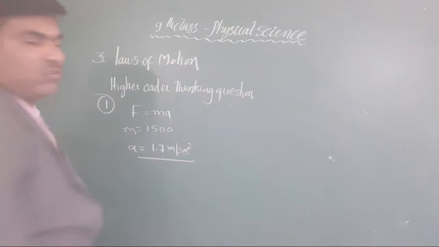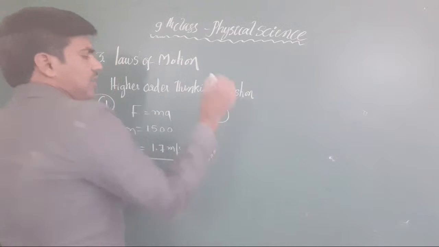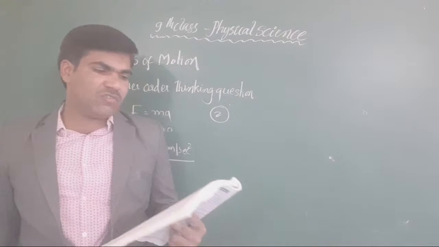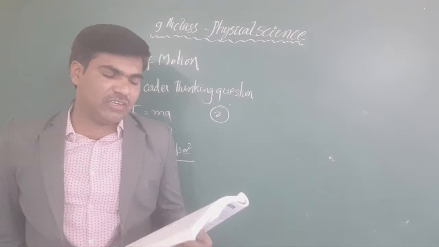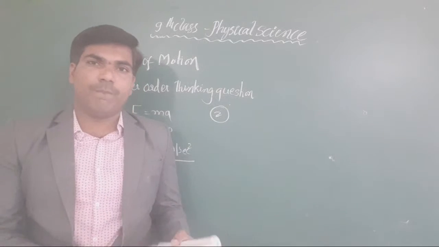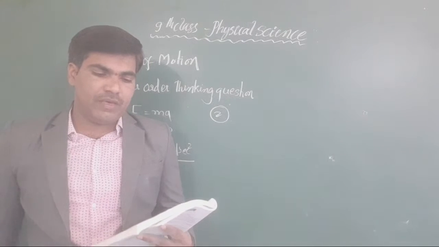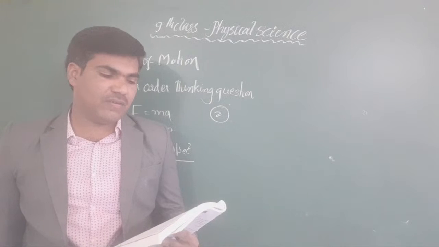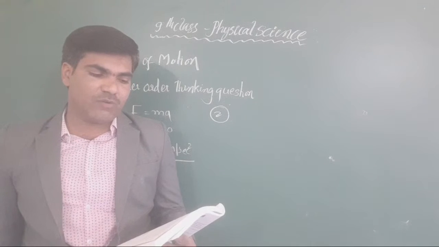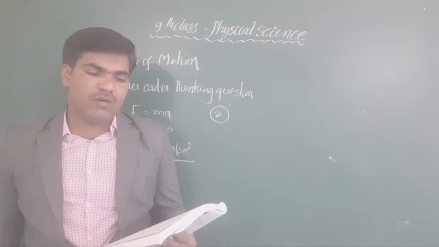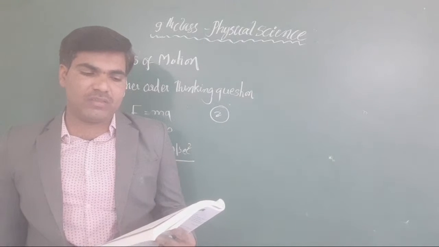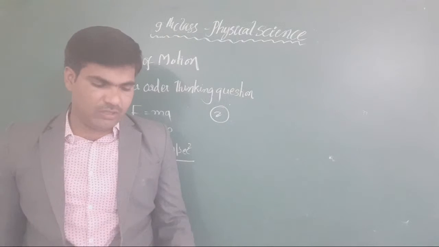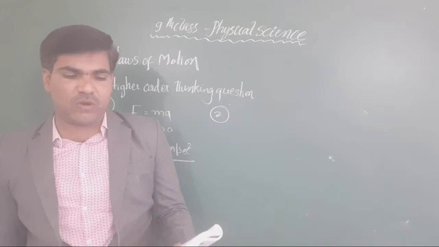Yes, and next come to our second higher order thinking question. What is that? Two ice skaters initially at rest push each other. If one skater whose mass is 60 kgs has a velocity of 2 meters per second, what is the velocity of the other skater whose mass is 40 kgs? We have already discussed problems like these.